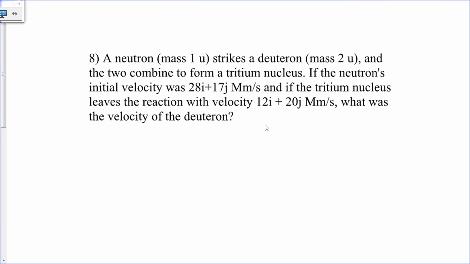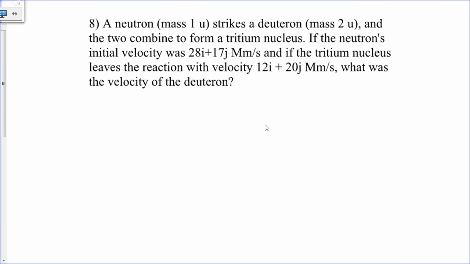A neutron, mass 1 u, strikes a deuteron, mass 2 u, and they combine to form a tritium nucleus, which has a mass of 3 u. If the neutron's initial velocity was that, and the tritium leaves the reaction with that velocity, what was the velocity of the deuteron? It's a pretty simple momentum problem. We say initial momentum equals final momentum.